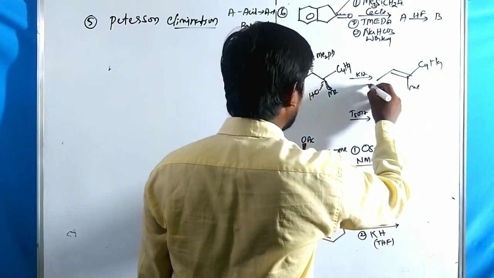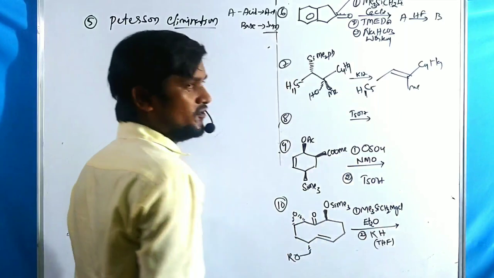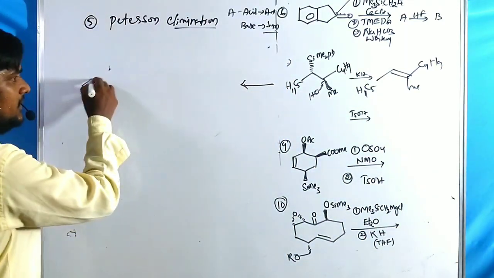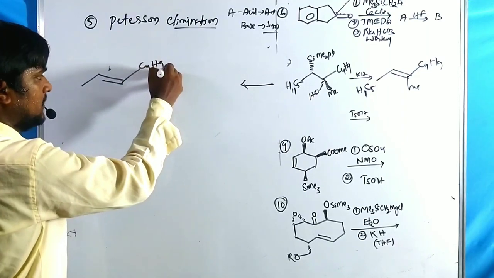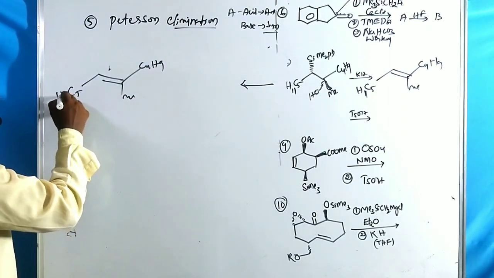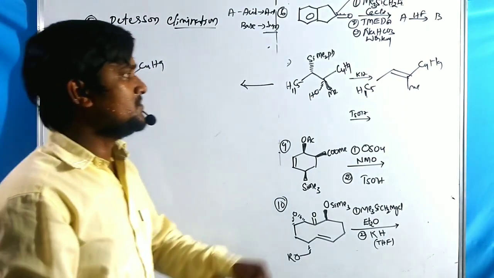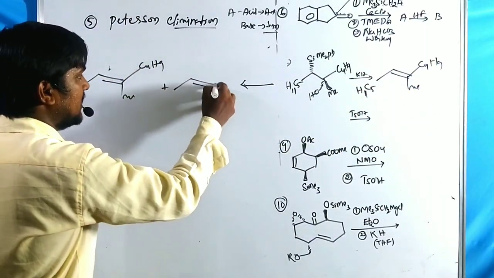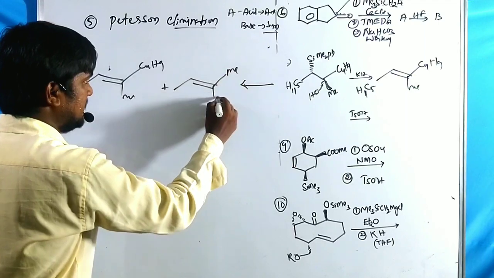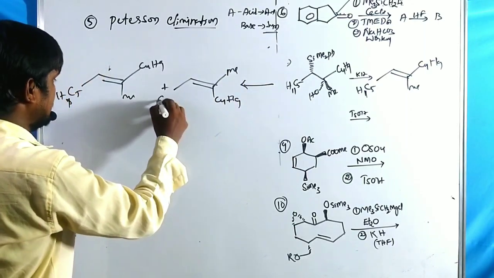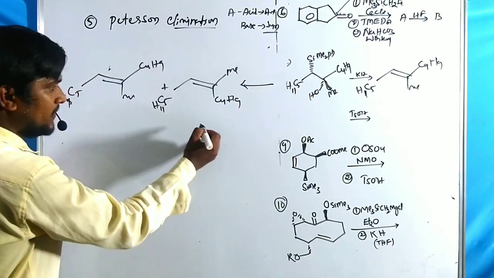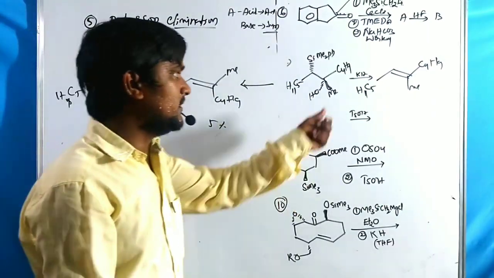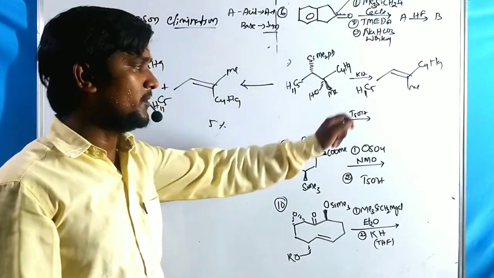C4H9 methyl. Now here C5H11. In general, for this reaction I'll write the products like this: C4H9, methyl, C5H11. In the case of KH medium, that means basic medium, this is the major product. Another one is also formed, that is methyl C4H9 with C5H11. It forms 5%, but the first one forms 95% in the case of a basic medium, not the acidic medium.